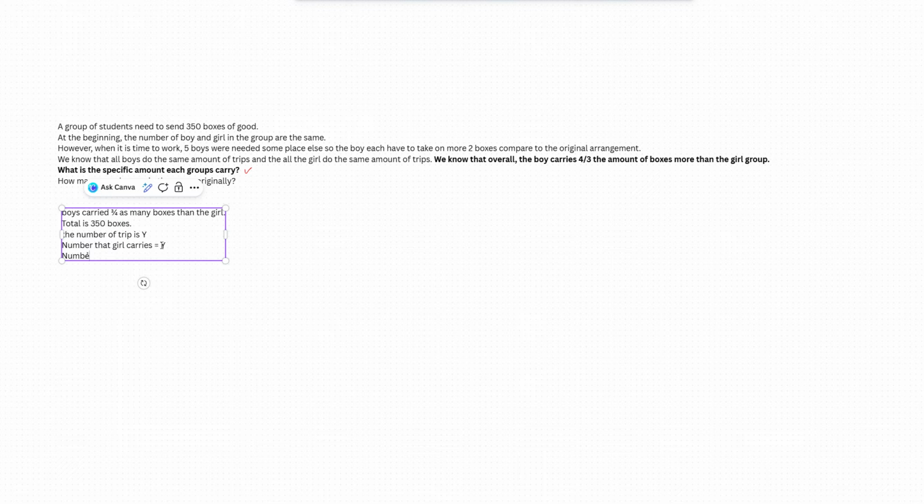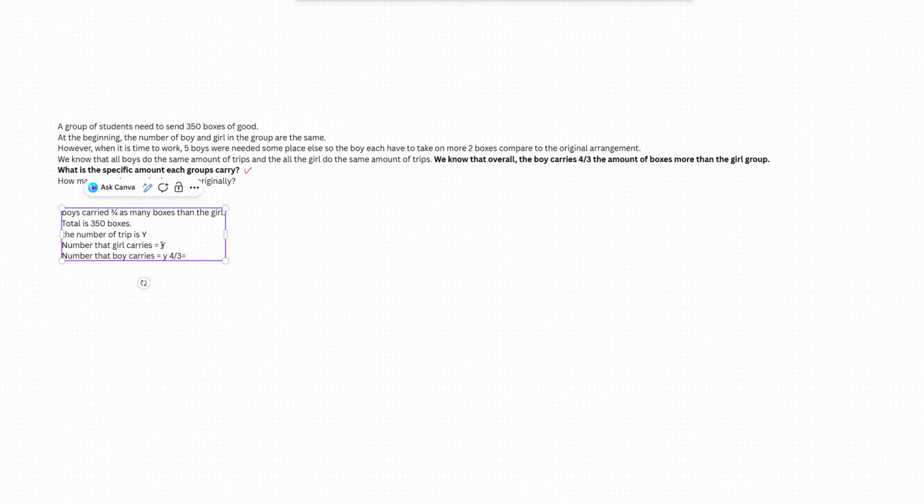And the number that the boys carry, we don't care about the 5 more guys now. Just care about the number the boys carry, which would be y times 4/3. That way it's easier for us. I'm confusing myself again.